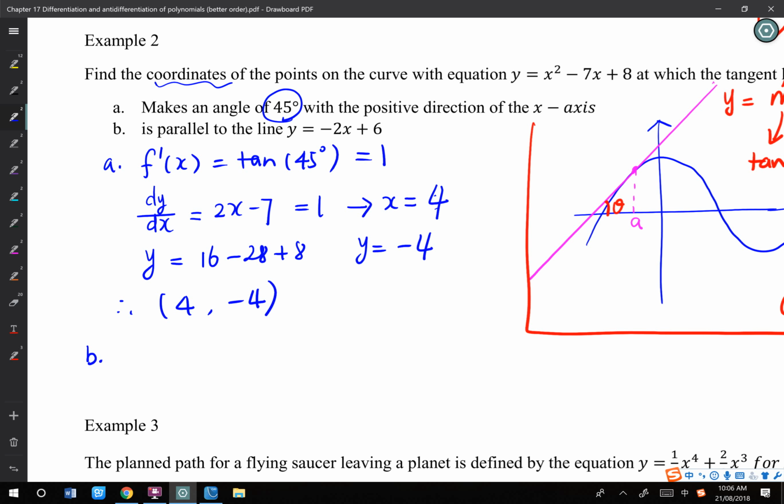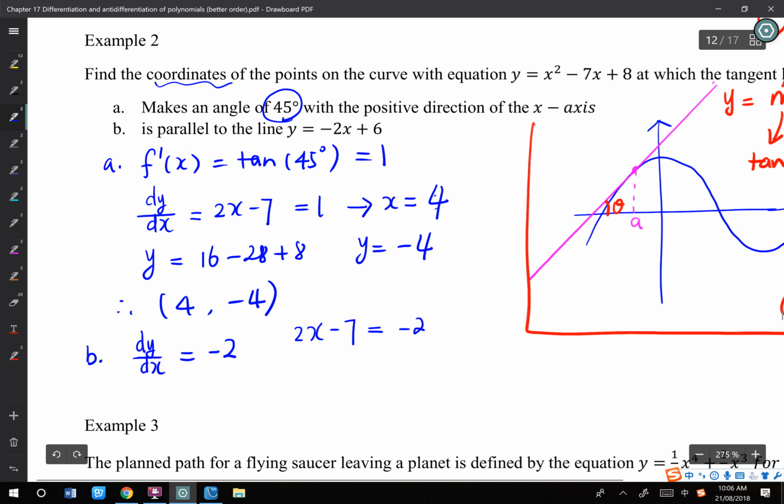If you look at part B, you want the tangent of the graph parallel to the line y equals minus 2x plus 6. What does that tell you? Same gradient. So your dy/dx needs to be the same, negative 2. If they are parallel, the gradient is the same. So dy/dx equals negative 2, which is 2x minus 7 equals negative 2, x equals 5 over 2.